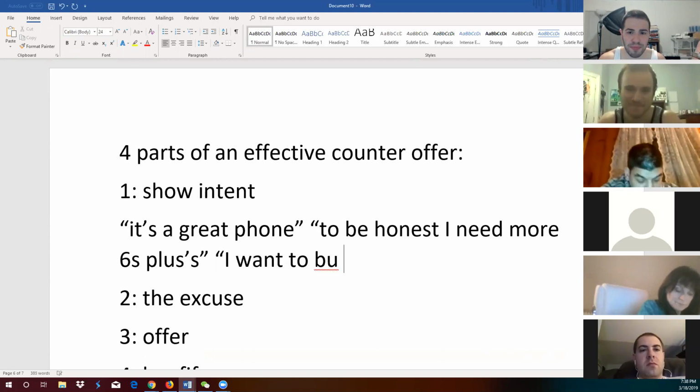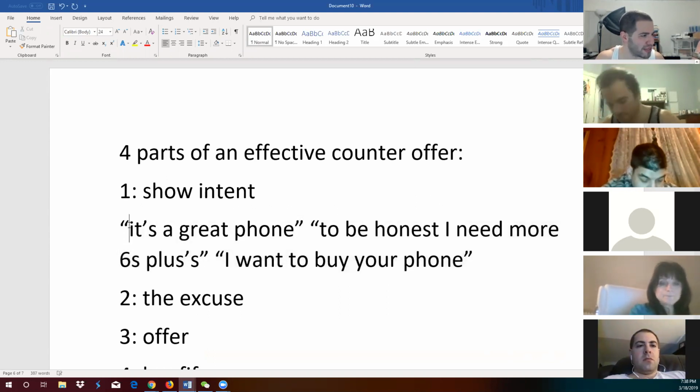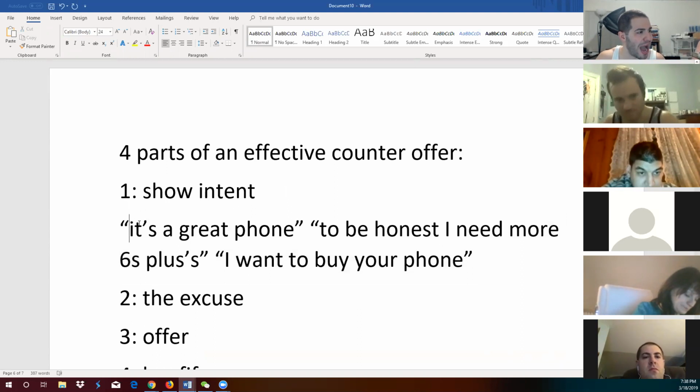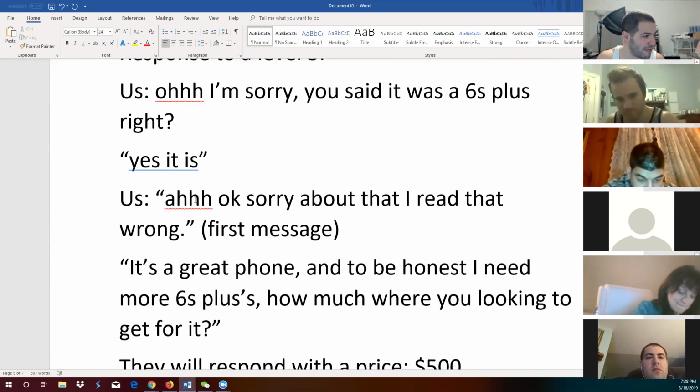I want to buy your phone. I love it. I want to buy it. Absolutely. I want to work with you. Showing intent, guys. This is the magical key right here. You're going to use this. I do it all the time. You even saw it. I used it in the 3 levels, right?